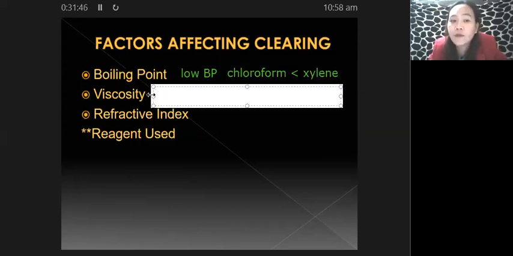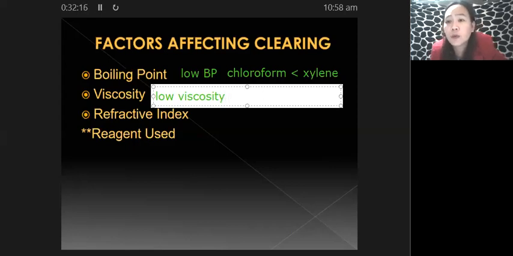So another factor that will affect the clearing process is your viscosity. In particular, we want your reagent to have a low viscosity. Okay, low viscosity. The lower the viscosity of your reagent, the better the penetration.